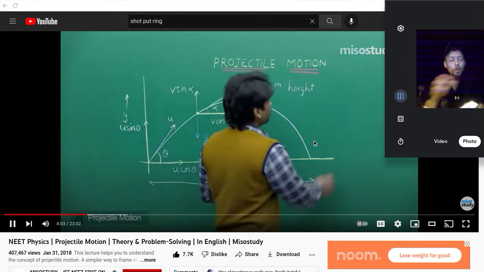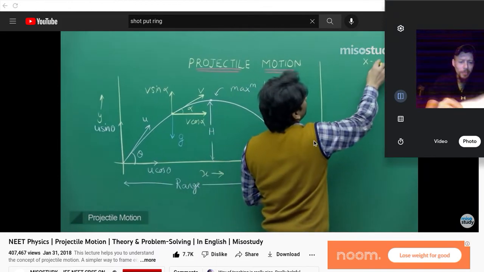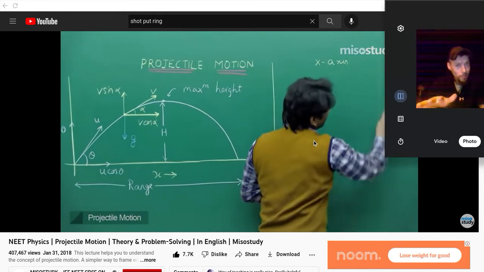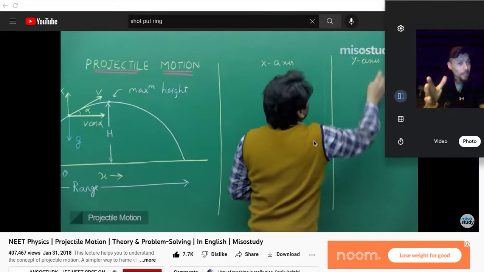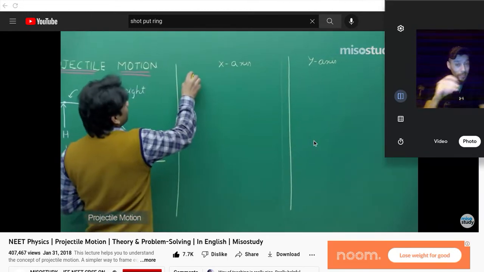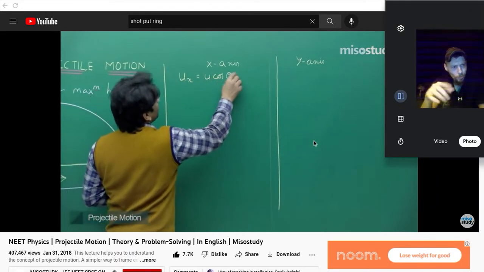What I'm going to do is study the motion along the x-axis and the y-axis. Now you see, along the x direction the initial velocity was given as ux, and this will be equal to u cos theta, as per the given variables.